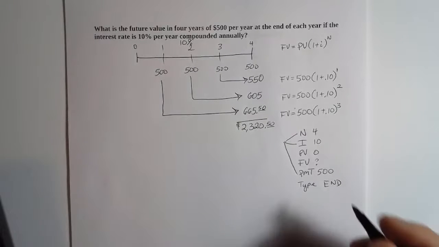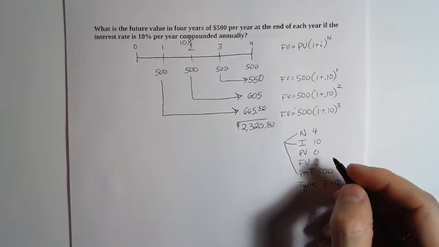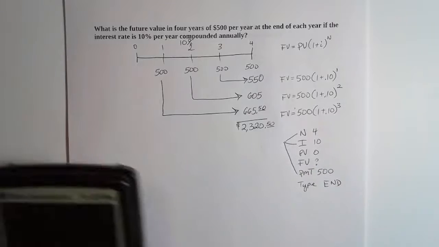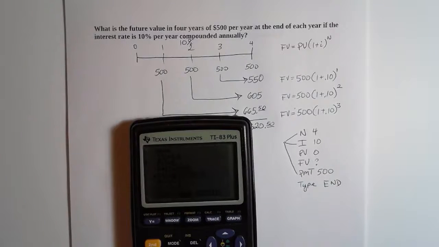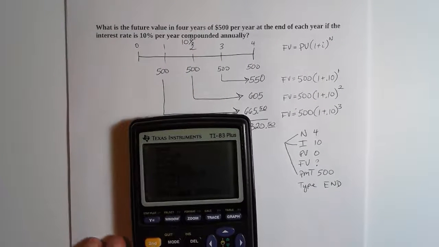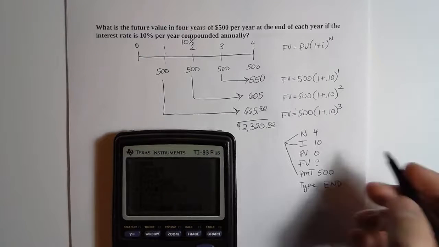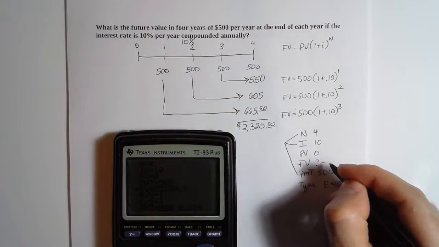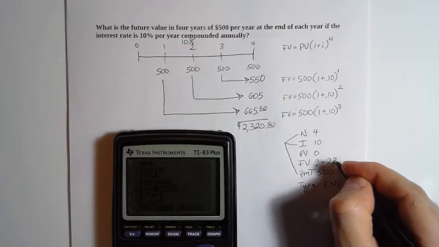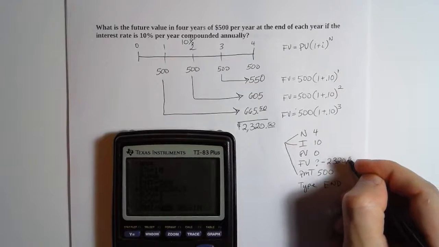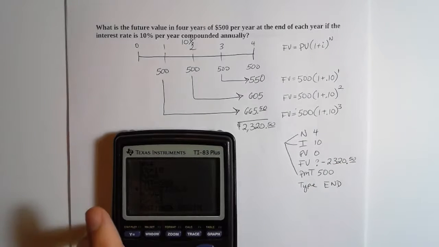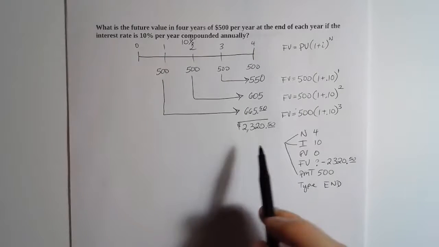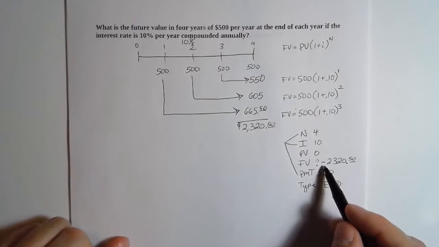Okay, well, if you did that, then lo and behold, you should have gotten a value, which I'm not sure you can actually see here, but you should have a negative $2,320.50, which of course matches with what we have here, with the exception of this negative sign. And again, your calculator is adding on that negative sign, so you have to take that with a grain of salt.